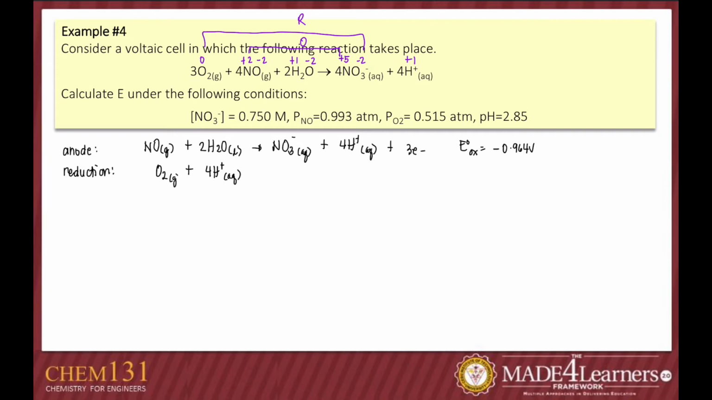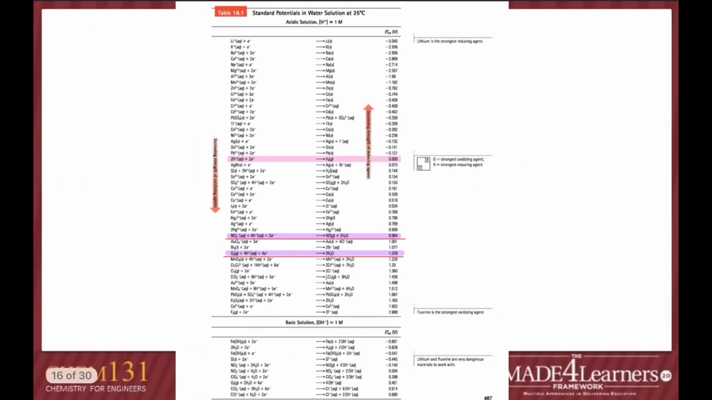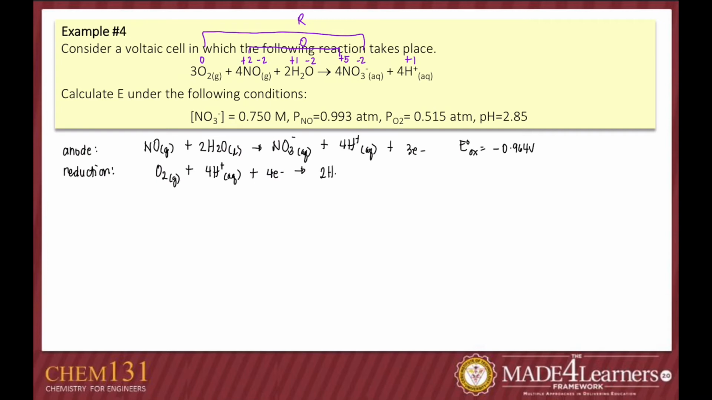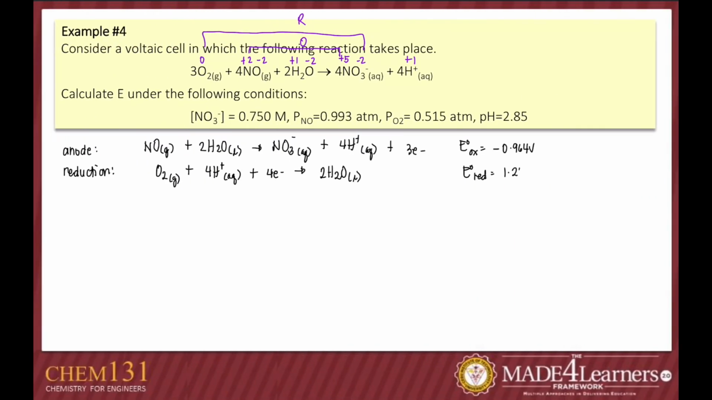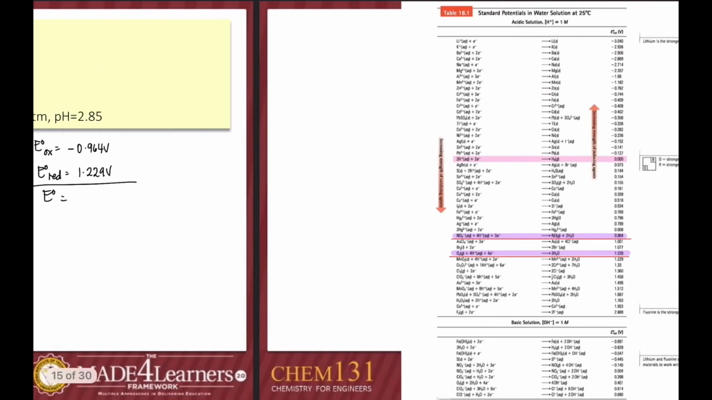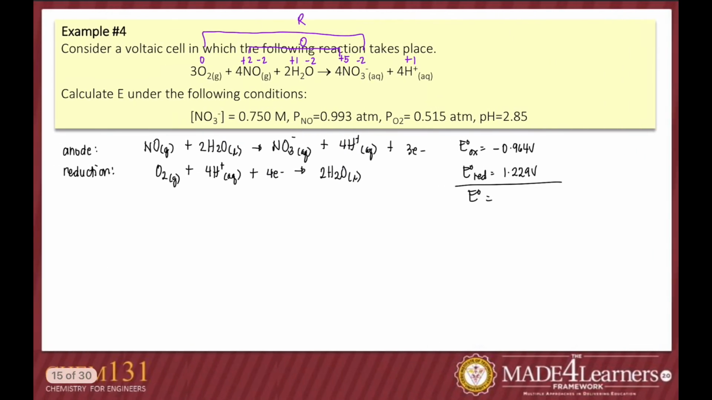So this is a gas. And then it will produce 2 moles of water. That's liquid. And the standard reduction voltage is 1.229. And then we're going to add the 2 to get the standard cell voltage. So it's 1.229 minus 0.964. Let me check that again if it's 0.964. Okay. And we're able to get 0.265 volts. So this is what we are going to need this for the Nernst equation.